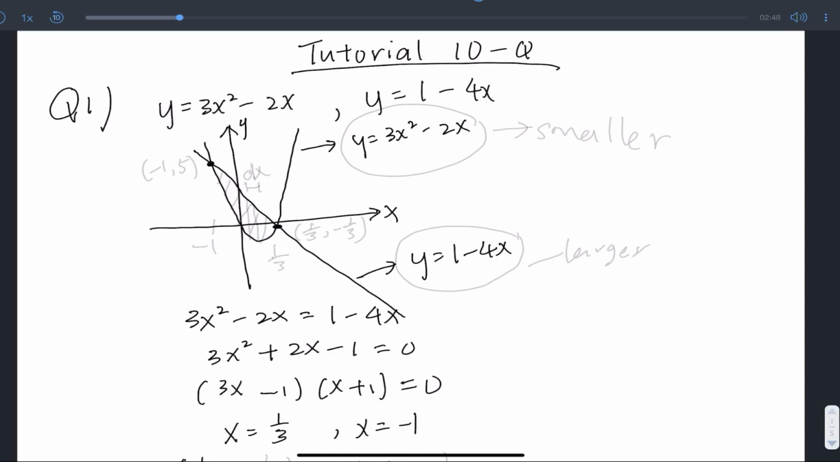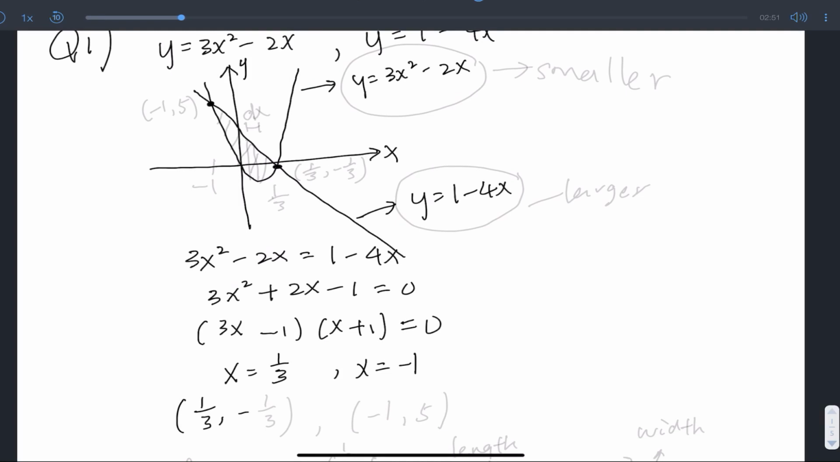When x is 1 over 3, y is negative 1 over 3. You substitute 1 over 3 into the formula and you get y equals negative 1 over 3. And when x is negative 1, y is 5. So these are the points: negative 1, 5, and 1 over 3, negative 1 over 3.